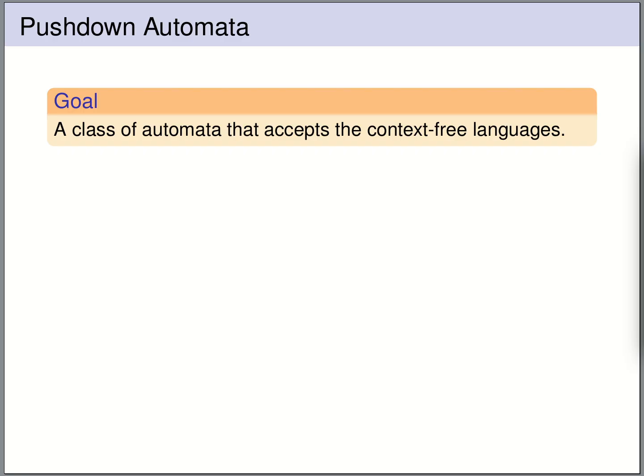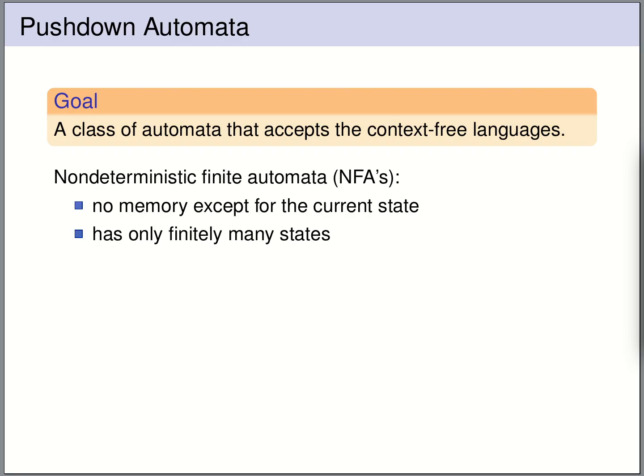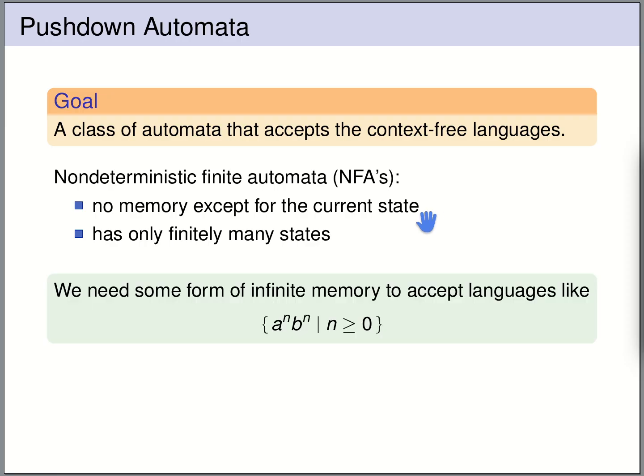We've seen that finite automata give rise to the class of regular languages. Finite automata have no memory except for the current state, and they have only a finite number of states. So finite automata cannot accept languages like a to the n, b to the n, where you need some kind of counting to make sure that there's as many a's as b's.